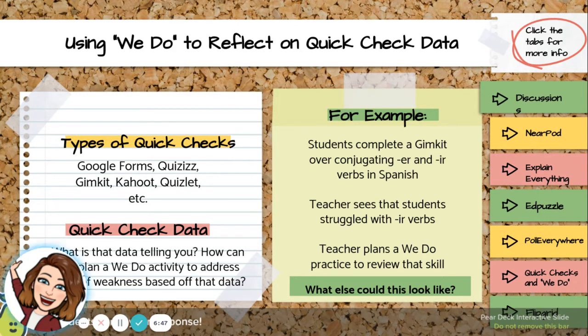So using these quick checks is a great way to inform the We Do, and you can use it as reteaching. If you've already done a We Do, you're checking for understanding and you'll do a reteaching We Do. Or if you're going to flip your classroom, have the kids do this first and then use that We Do as part of your flipped model.